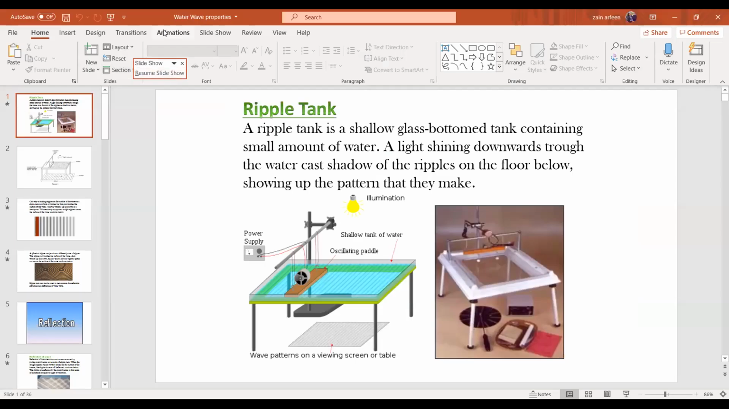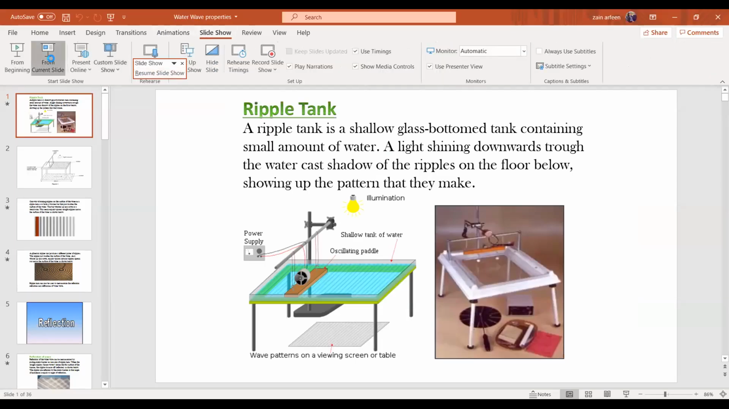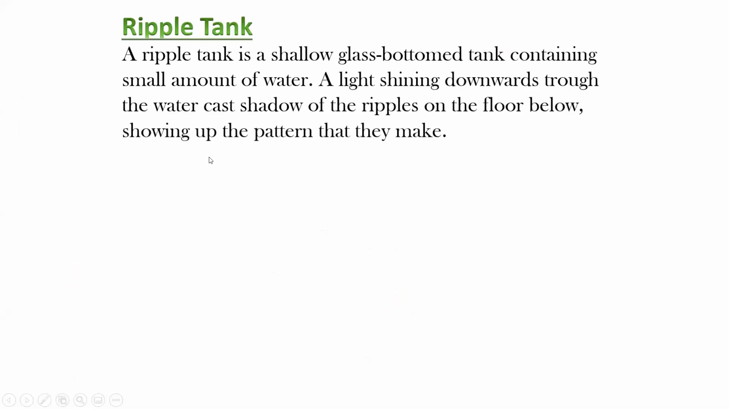Now, to study the properties of waves, we will use a ripple tank. Why do we use a ripple tank? Because it is easy to produce waves in a ripple tank. The water waves are easy to produce and we can observe them. So if we want to study the properties of a wave, we will use a ripple tank for that.